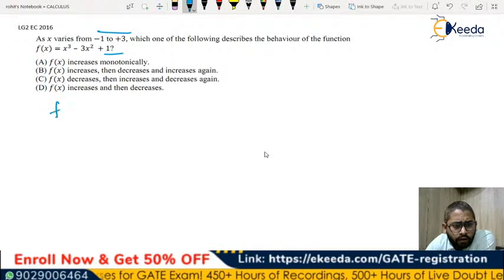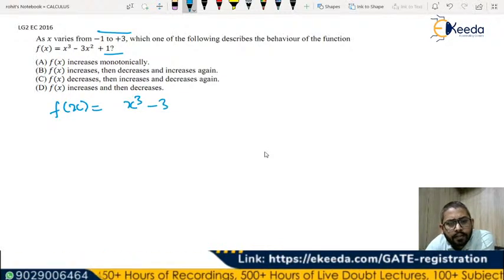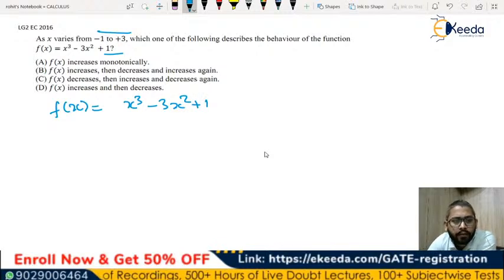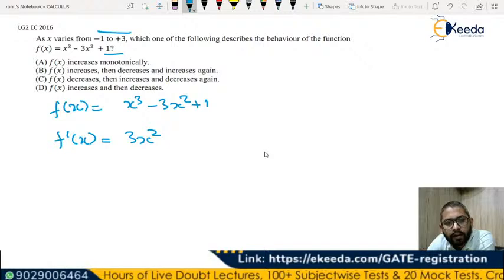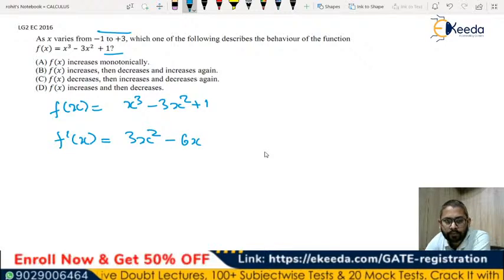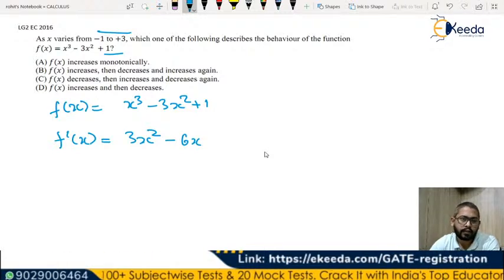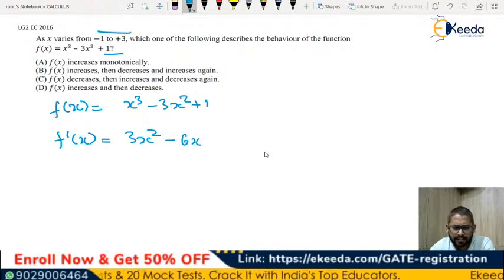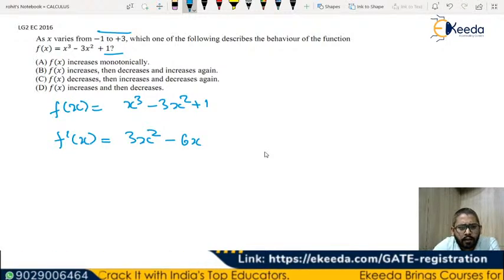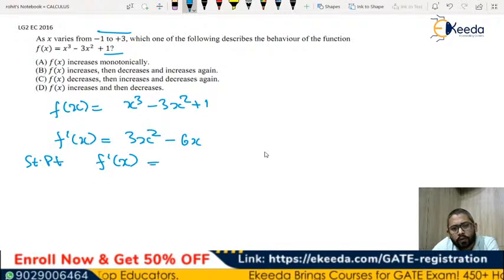So for f of x is equal to x cube minus 3x square plus 1, the derivative is 3x square minus 6x, right? And in order to find this nature, we can conventionally apply the stationary point and check. The stationary point can be given as f dash of x is equal to 0.